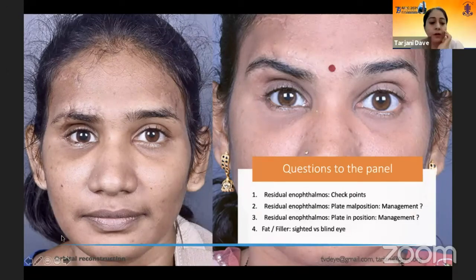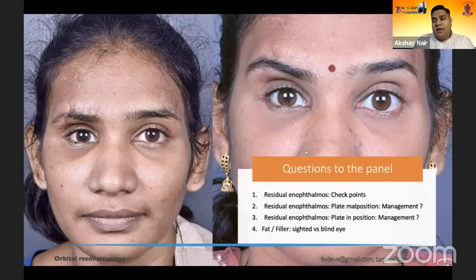Right. Thank you, Samir. So Akshay, this one is for you now. If you do a post-operative radiograph and you realize that the plate is malpositioned, by malposition I mean that, say, the posterior end is not on the posterior ledge, and that is what is producing this relative enophthalmos, what would be your strategy? What would you do now?